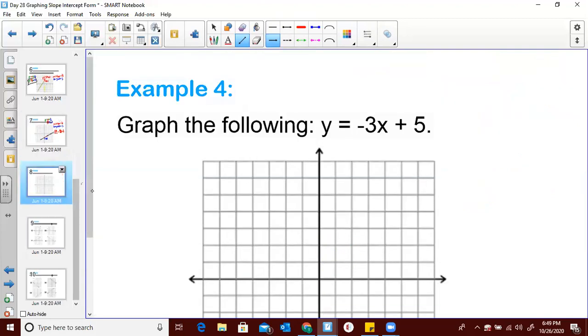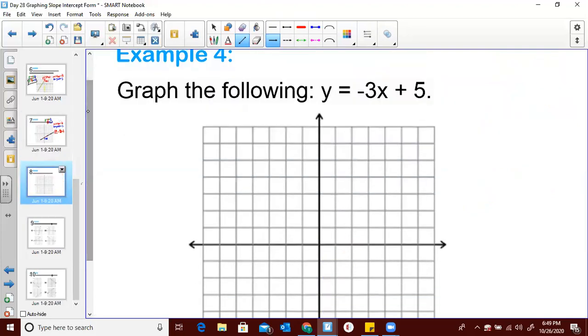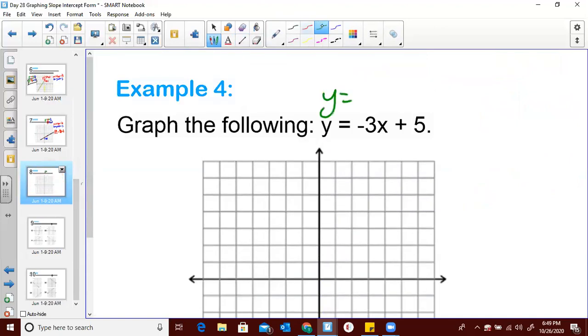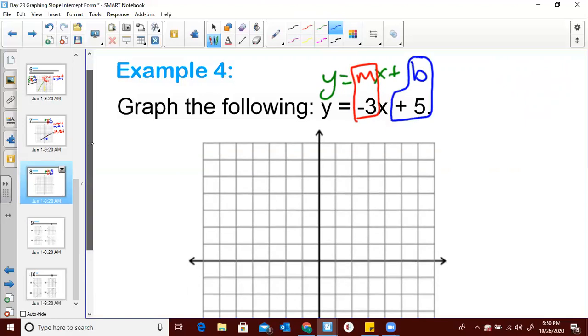All right, so let's see that again. I'm going to put my slope-intercept form that we know. I'm going to put the outline for it above it, and we're going to start matching these up. So I'm matching my slope, which is my m, and I'm matching my intercept. And remember to grab that sign because it's not always going to be positive.